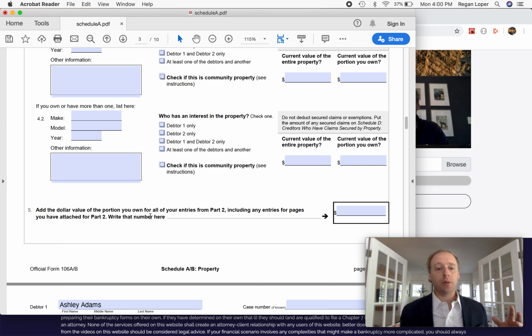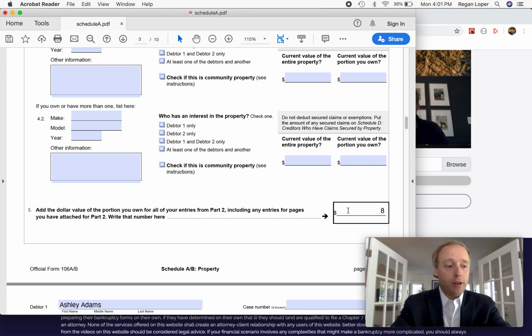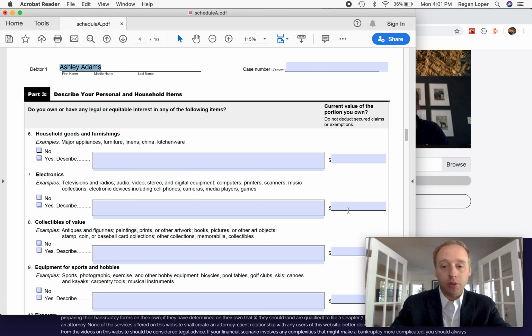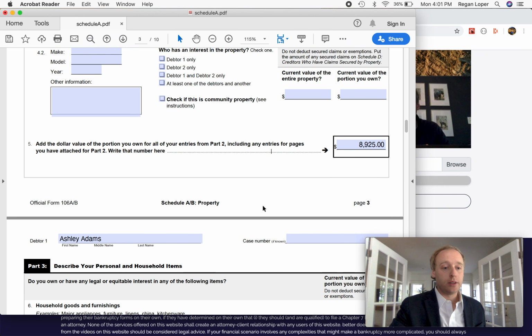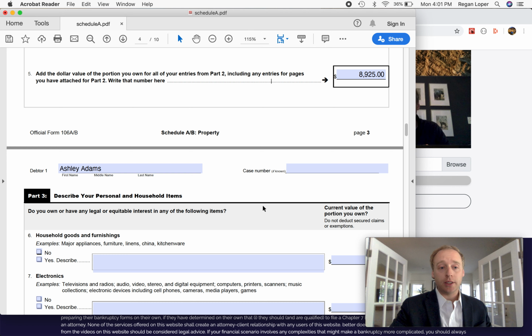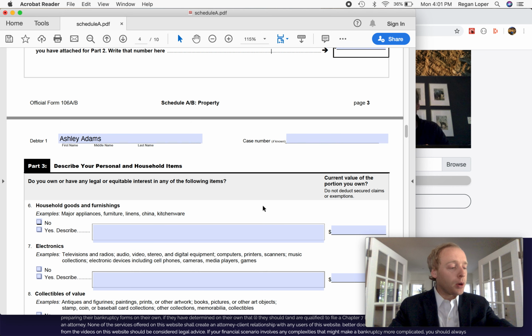including any entries for the pages you've also attached. In her case, again, Ashley's case is very simple. She doesn't own a home, and she owns one car. And so all she has to do to add all of this amount up is just include the value of her car. And that is, like we saw above, $8,925. Okay, so we are done with part 2 for Ashley's case. Let's move on to part 3.